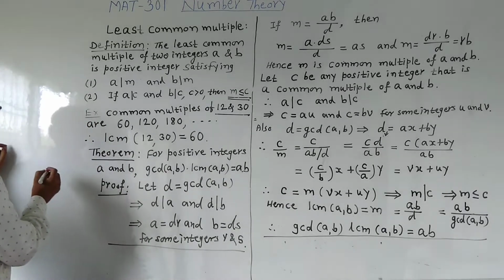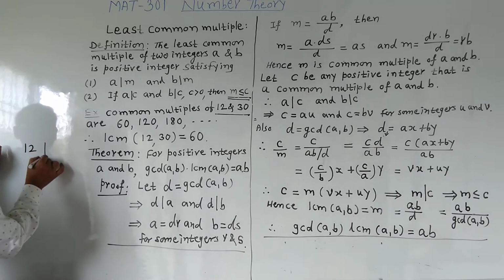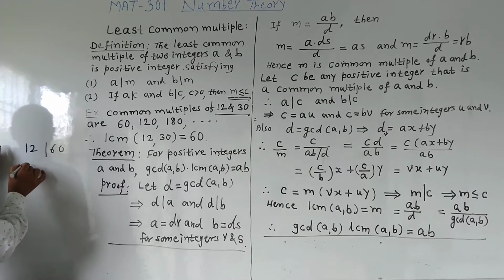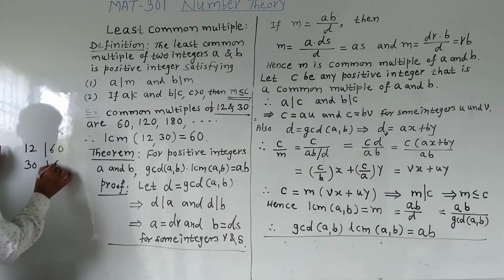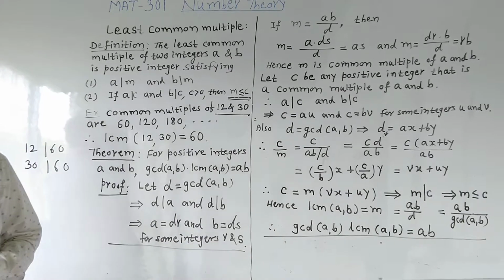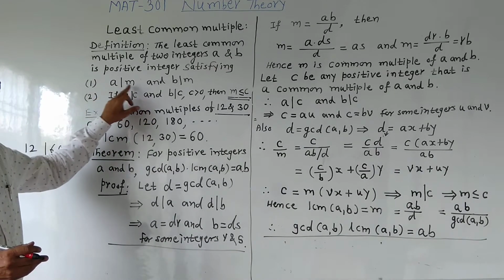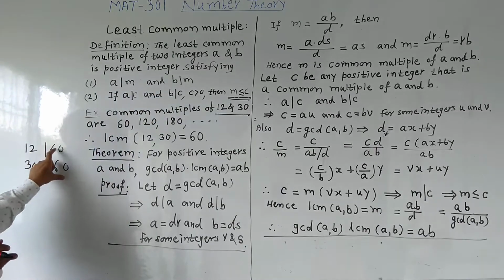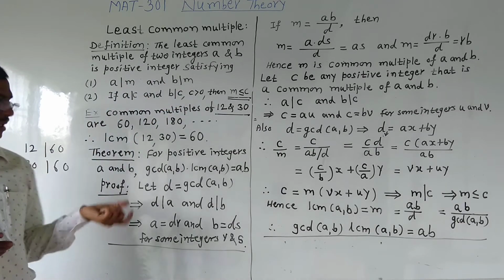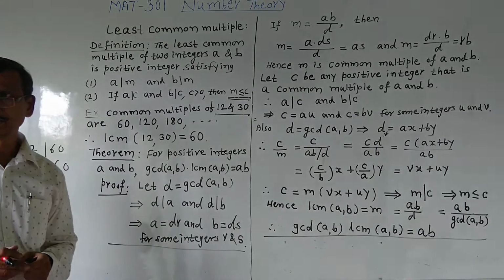That means this condition is satisfied. 12 divides 60 and 30 divides 60. Both the integers 12 and 30 divide 60. That means just like a divides m and b divides m, here m is a common multiple. Similarly here also 60 is a common multiple.